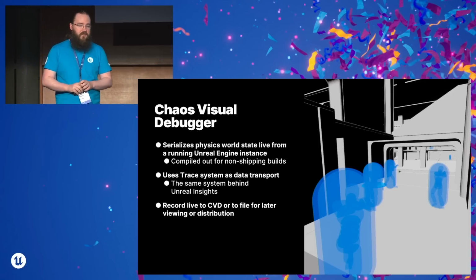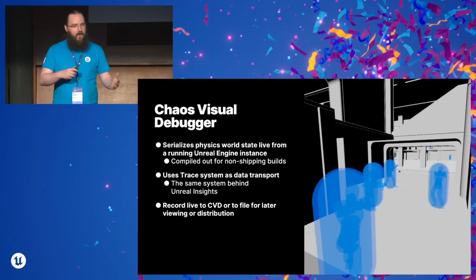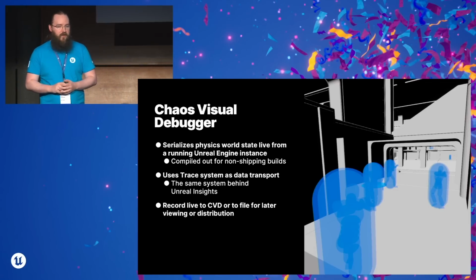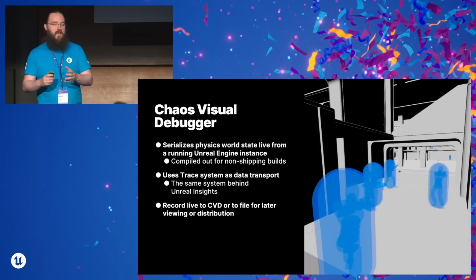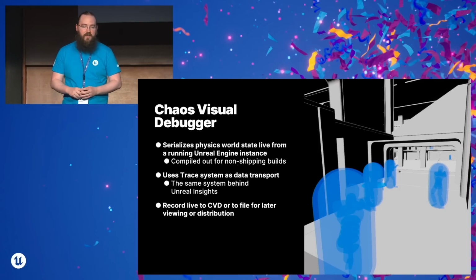The data transport system for the CVD tool is built on top of Trace, which is what Unreal Insights and other debuggers use inside Unreal. It gives us the benefit of a robust and hyper-performant transport layer that's already been tried and tested. We can record and view a session live from a build, or record it directly to a file without running the debugger directly, so it can be viewed or shared later.